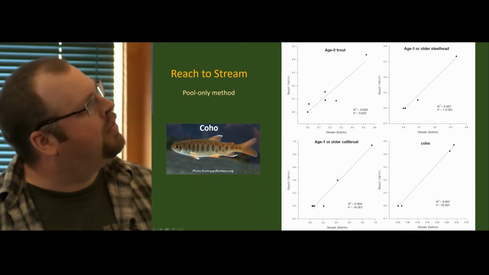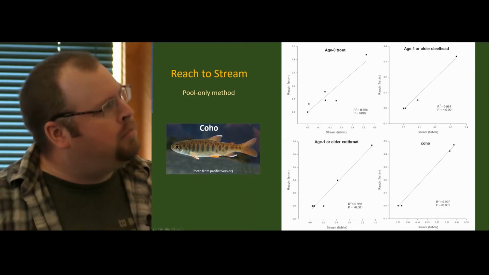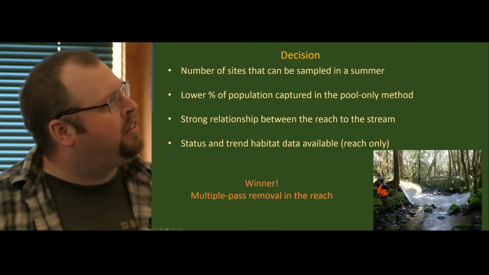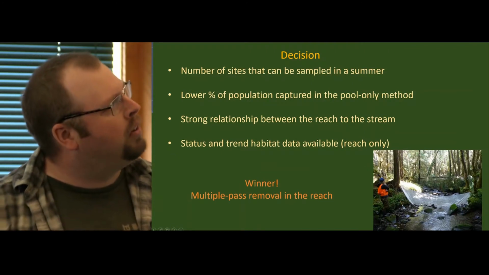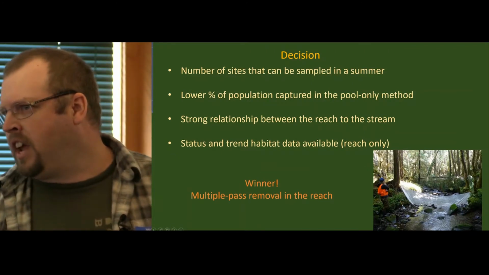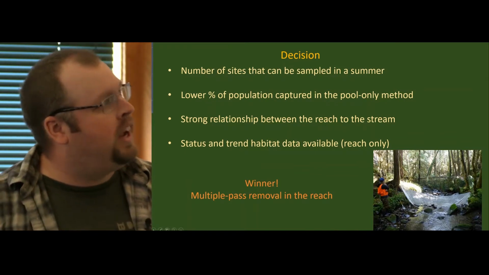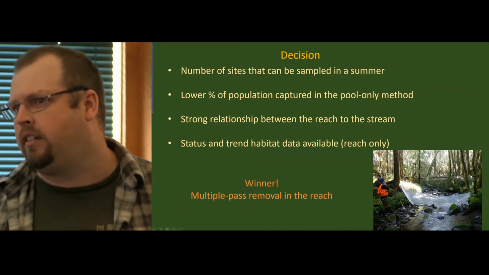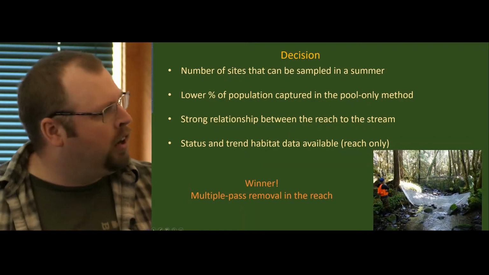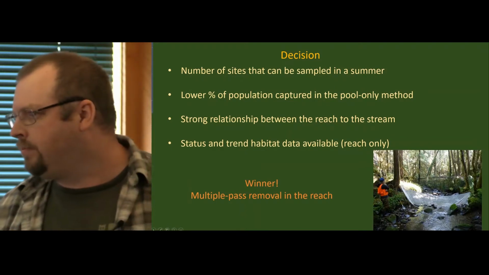Go next. So this kind of made my decision fairly easy based on the number of sites that can be sampled in summer, the percent of the population that's being captured with the pool-only sampling, the strong relationship between the reach and the stream, and the fact that the SAS and trends habitat data is only in the reach. We're going to go with multiple pass removal in the reach.